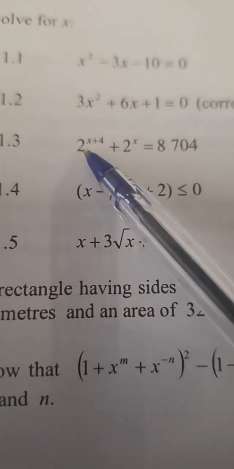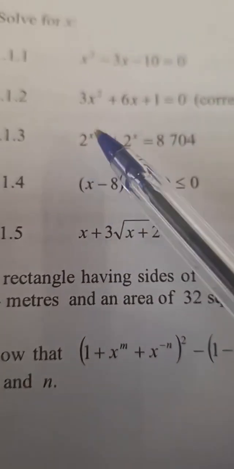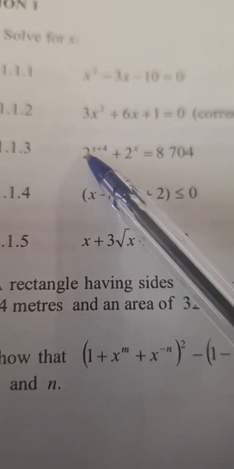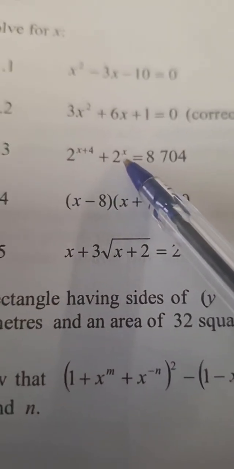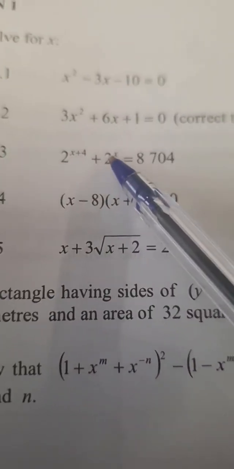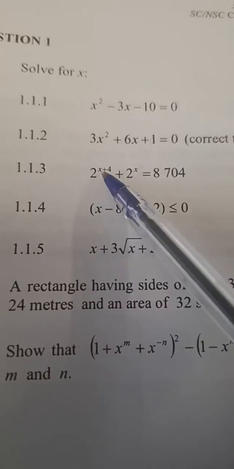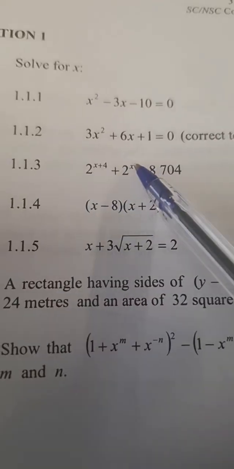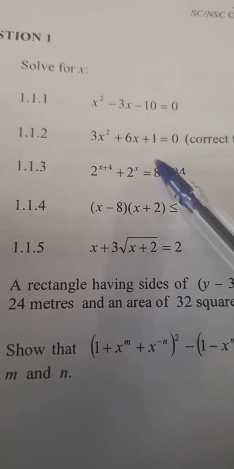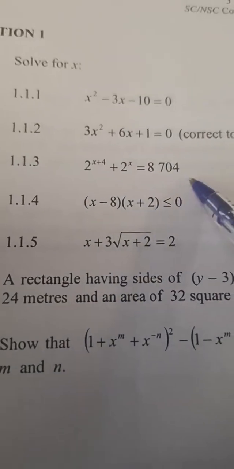What we notice is that this is a 2, a prime number, a prime base. This is also a 2, a prime base. There's an exponent, it's x plus 4, and there's no plus anything on the other one. And then there's a constant term on the right hand side.